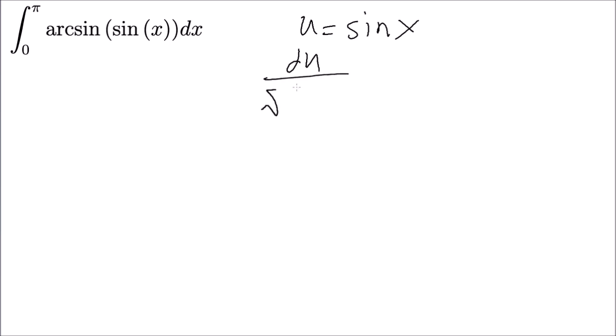du over 1 minus u squared equals dx. This would be inverse sine. Right, so now we plug in 0, that's 0, and plug in pi. If you plug in pi, you also get 0, right? But there's something not right here.